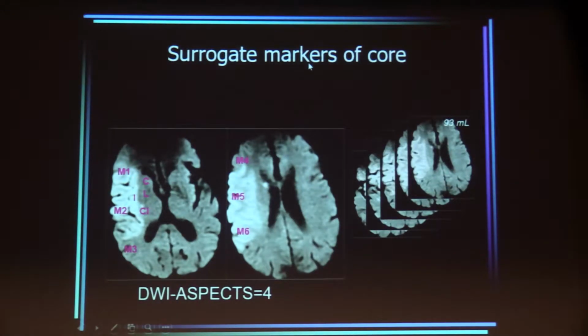So we're trying to avoid having to manually contour all that and develop some surrogate markers of the core. How can we do it fast? One way is to use the ASPECT scoring. I don't know if you have heard about the ASPECT scoring, so just to remind you, the idea is to select two slices. It was invented for the CT scan and transposed to MR. So you divide the brain into 10 areas on two sections.